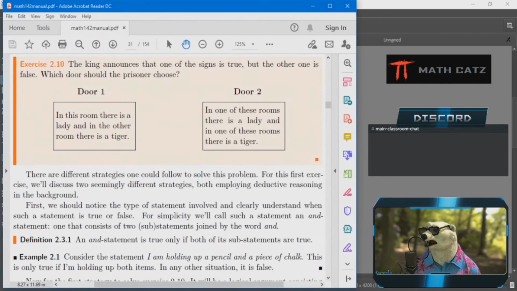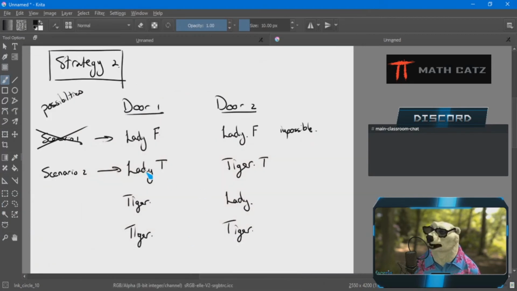I now match that to what the king says. One of the signs is true. One of the signs is false. Under this assumption of scenario two, I got both true. That's impossible. It contradicts the king. That can never happen. Scenario two is not what is happening.